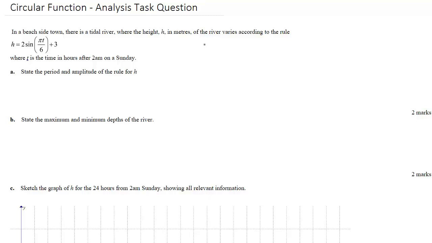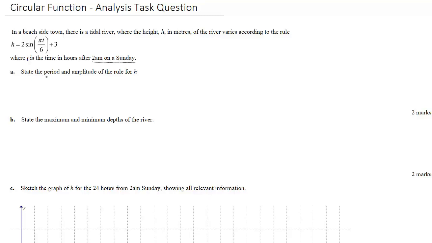Welcome to this question. In this question, we're going to have a look at an analysis task. So the question states, in a beachside town, there is a tidal river where h is the height in meters of the river according to the rule of this. So t is the time after 2 a.m. on a Sunday. So that's going to be quite important because that gives you the reference of the time.